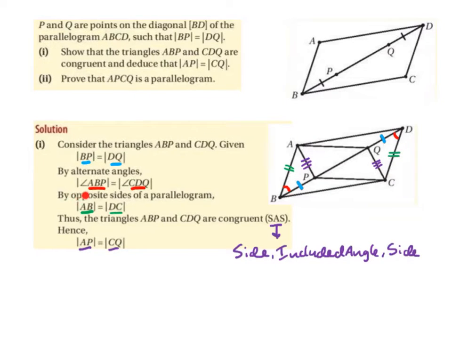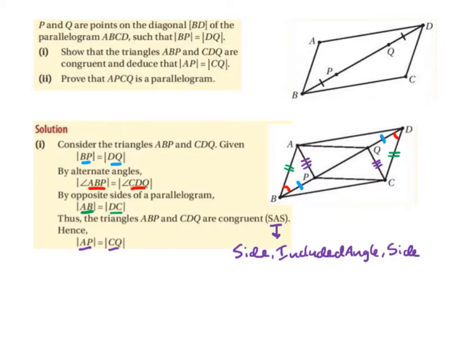Okay, so by opposite sides of a parallelogram, so by this theorem, the distance from A to B is equal to the distance from D to C. And I have drawn them in green with two little lines representing equal distance. So we know that opposite sides of a parallelogram are equal. So likewise, the distance from A to D is equal to the distance from B to C, but we don't need that right now.